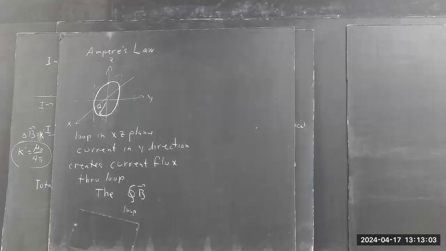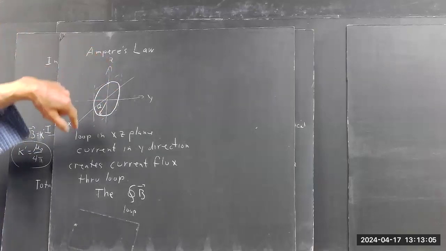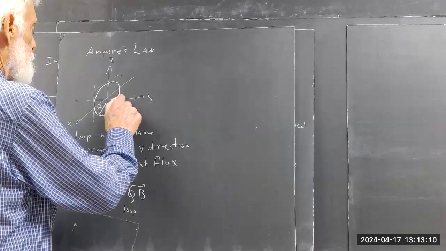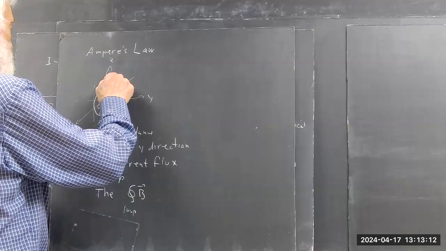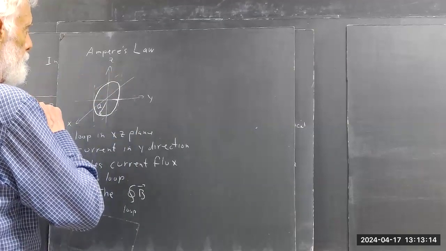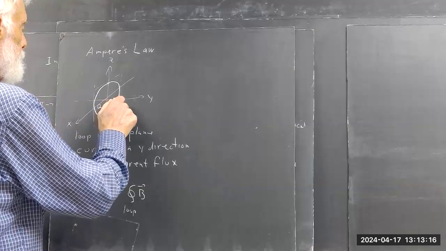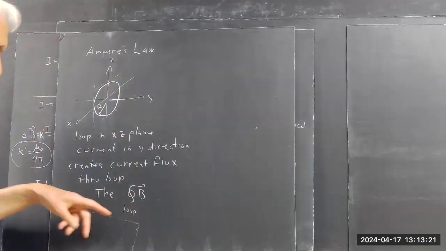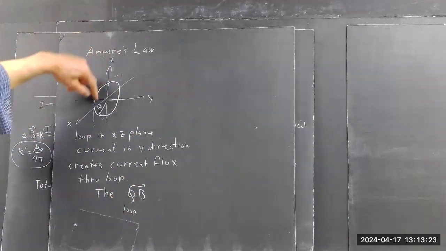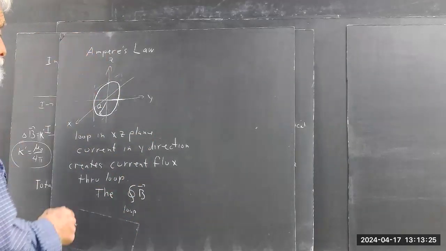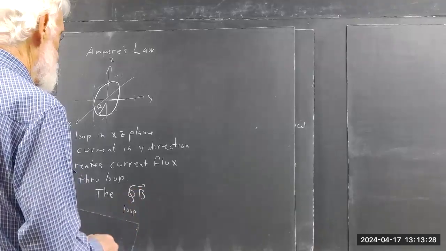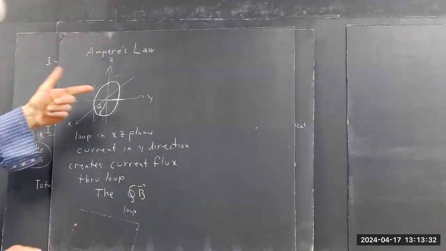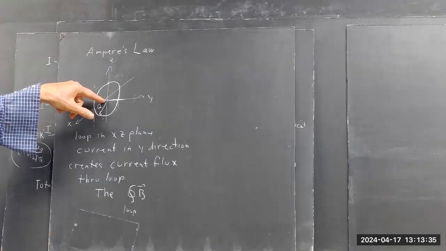Again, let's say this loop is in the x-z plane, so the y-axis is perpendicular to the loop. I can't really draw that very well, but okay, so we've got this loop, and we have a current in the y direction.